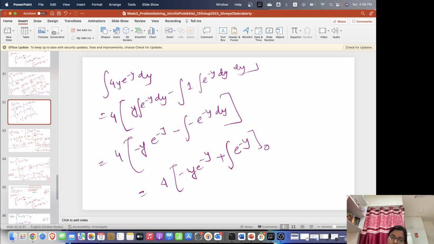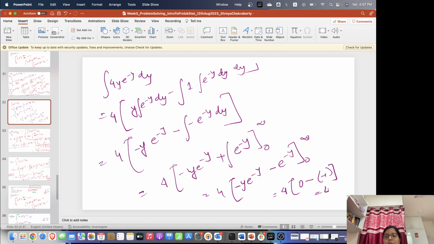Sorry, plus integration 0 to infinity e to the power minus y dy, for something. This will be plus e to the power minus y, be 4 y to the power minus y minus y to the power minus e to the power minus y, 0 to infinity. So this will be 4 into 0 minus 1. So this part will come as 4.